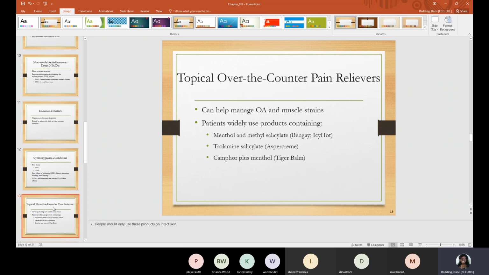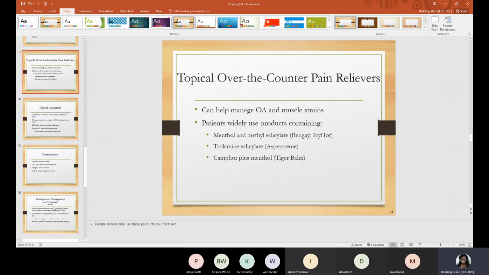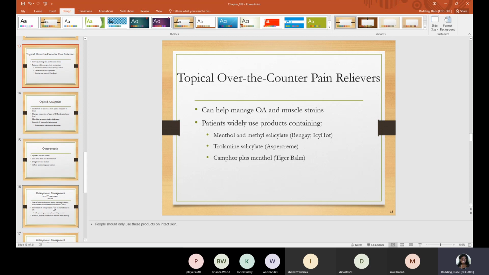Now, when patients are using topical over-the-counter pain relievers, it's important that they should only use the product on intact skin. So if there is a type of injury like an open wound or something, that's not really going to be good. So always remember, for patients who have questions in regards to what is the best over-the-counter pain reliever and which one they should use, that's a counseling question, and that should definitely be directed towards the pharmacist.